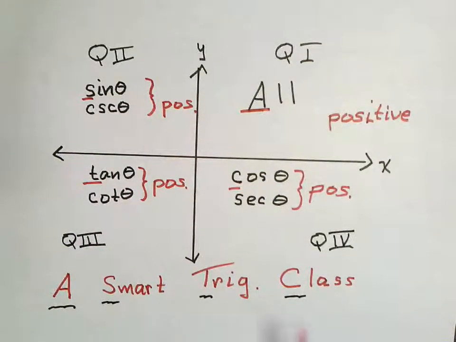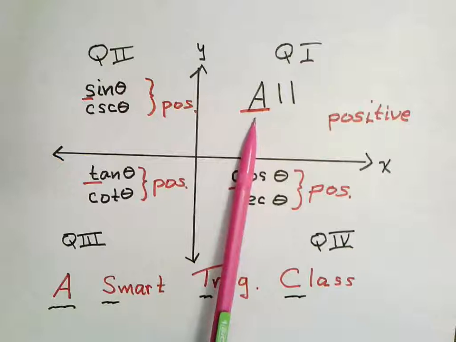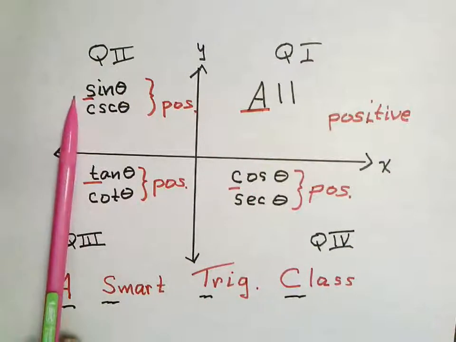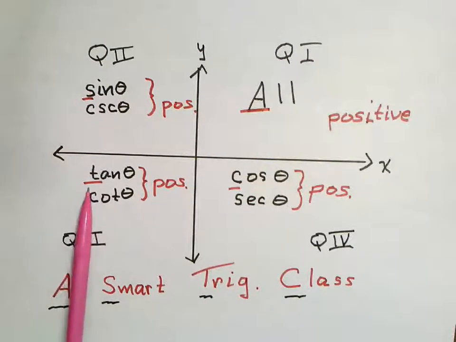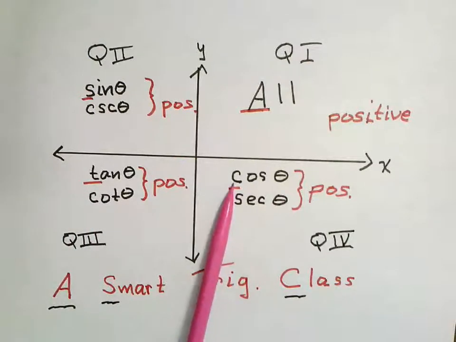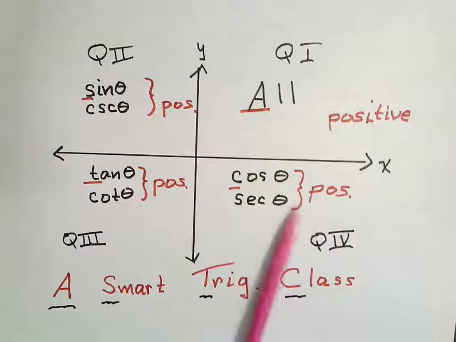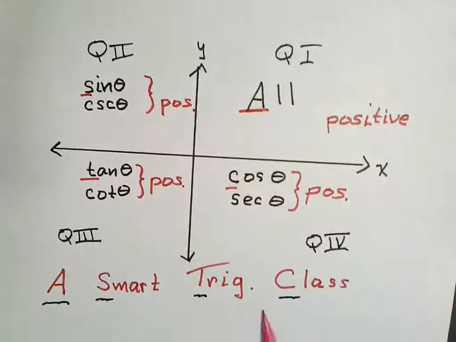A Smart trig class. All are positive in the first quadrant. Sine and its reciprocal are positive in the second. Tangent and its reciprocal cotangent are positive in the third. And cosine and its reciprocal secant, again, are positive in the fourth quadrant. A Smart trig class.